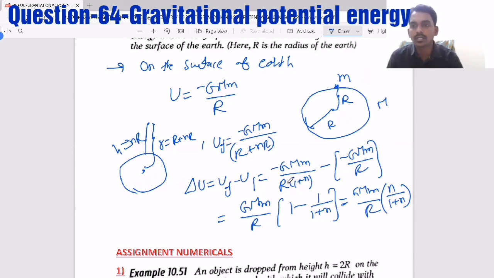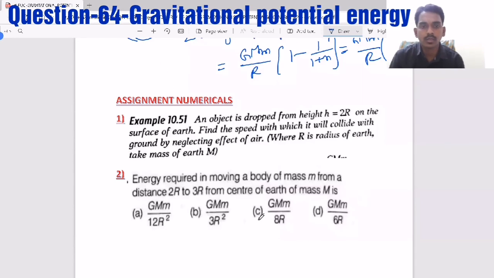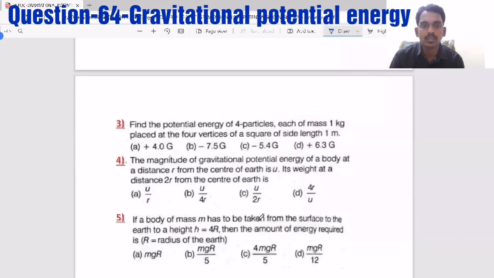When you change the configuration of one mass, or change the position of a particle from the surface to any particular height, this is how, using that formula, you can find gravitational potential energy or work done based questions. So try to understand, and similar questions I have given as an assignment. So just try to understand.